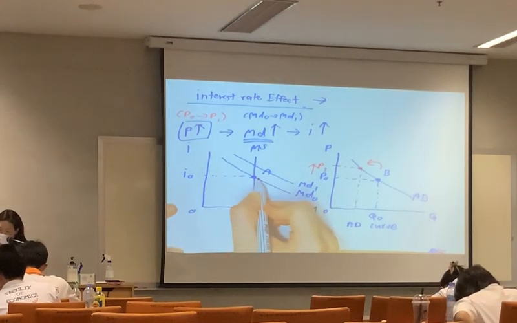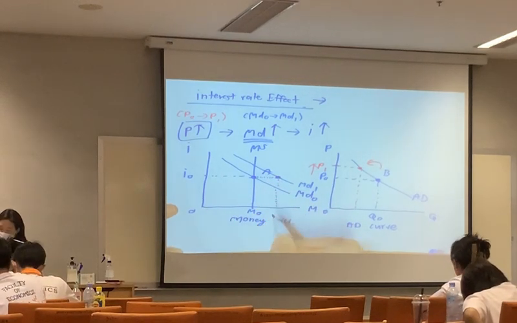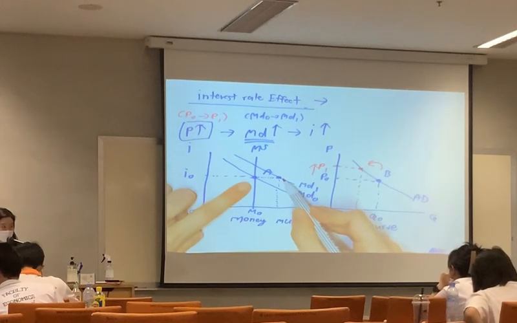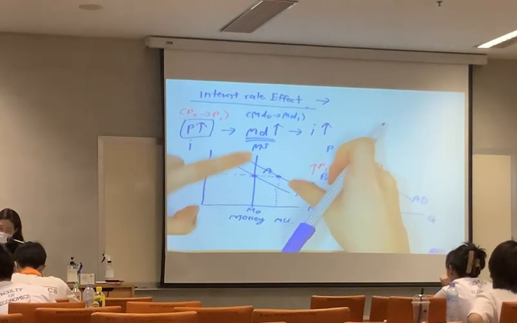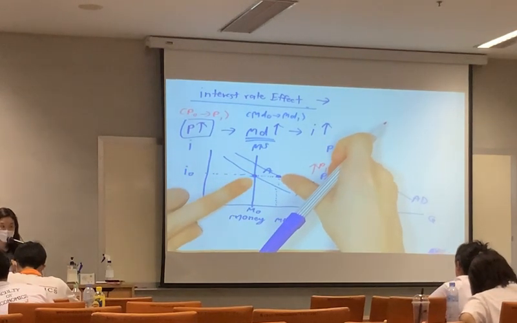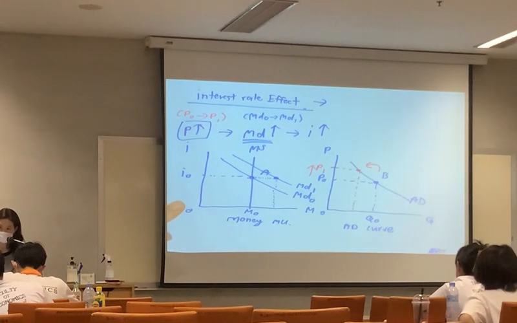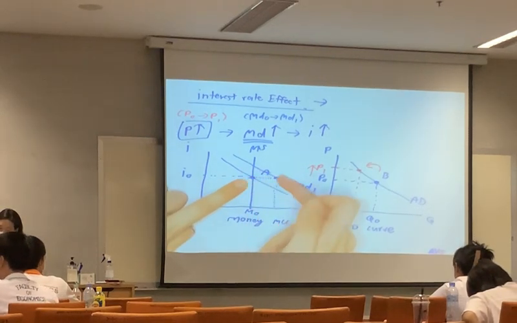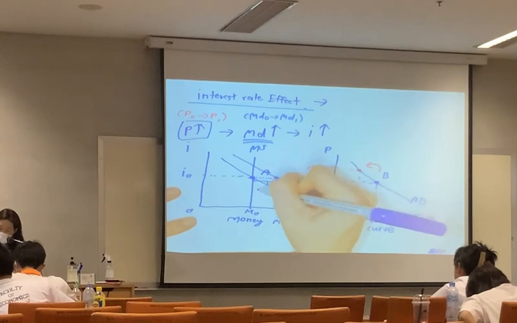At I0, what happened? For those who can draw or finish drawing the graph, can you tell me at I0 what excess we have? Excess something. MD is here, MS is here. Excess something at I0. At I0, the new MD is here. MD is bigger than MS, you see. So we have excess money demand.